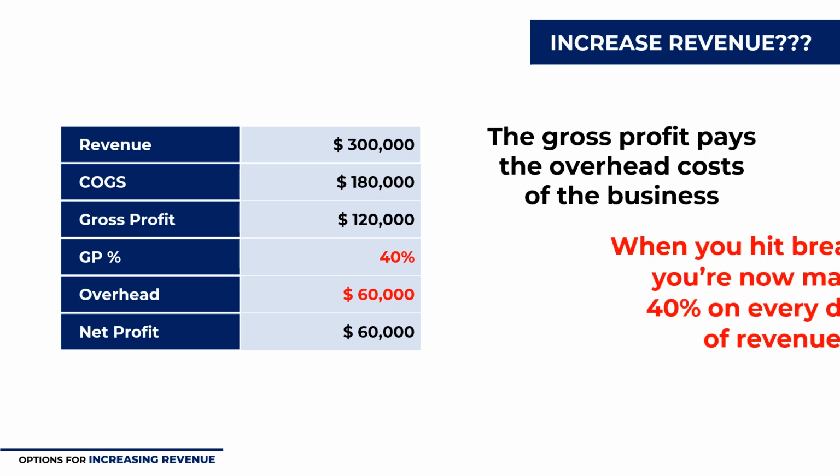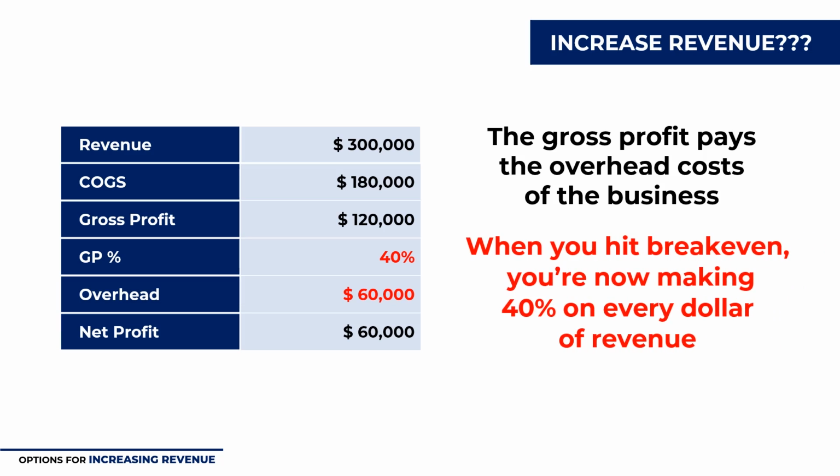But remember what this training session is all about: increasing your revenue. When you hit break-even, you're now making 40% on every dollar of revenue. All of your overhead is paid for at that point. So the only cost you now have left is your cost of goods sold. From this point forward, this business owner gets to keep 40 cents of every dollar of revenue.